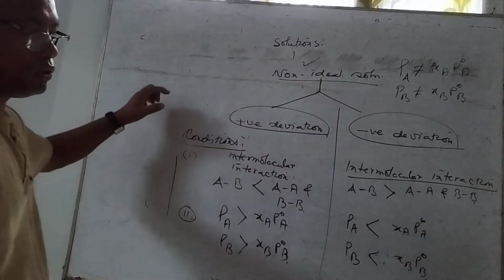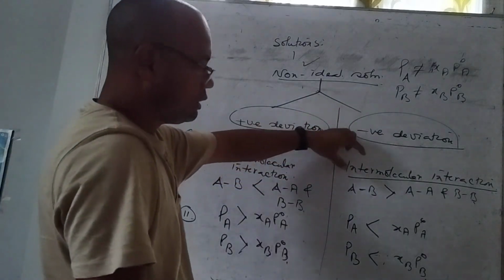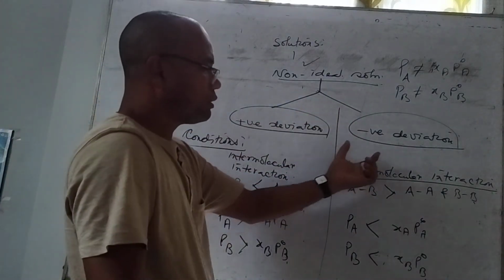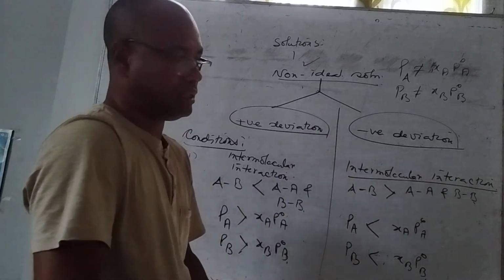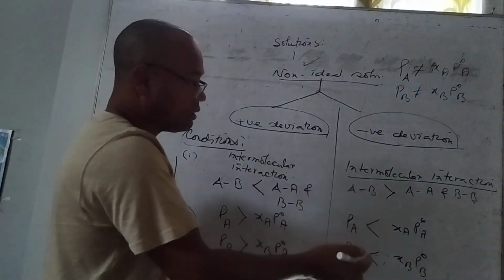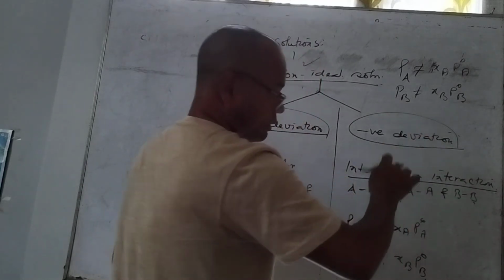Right? It should be less than. Here in our negative deviation, the intermolecular interaction of the components in the solution is stronger, greater than the intermolecular interaction of the components present.